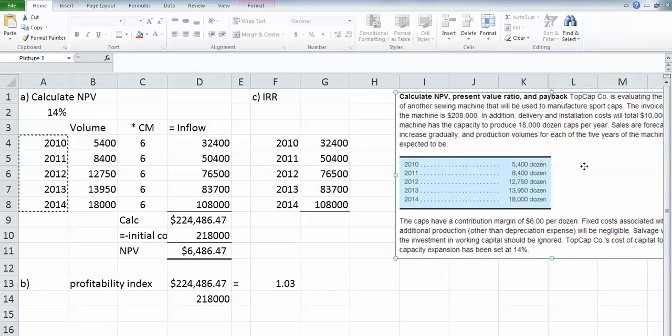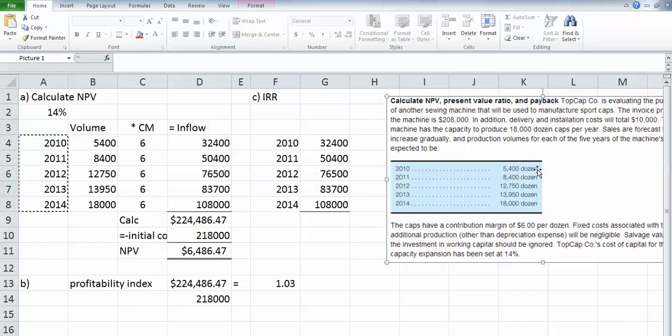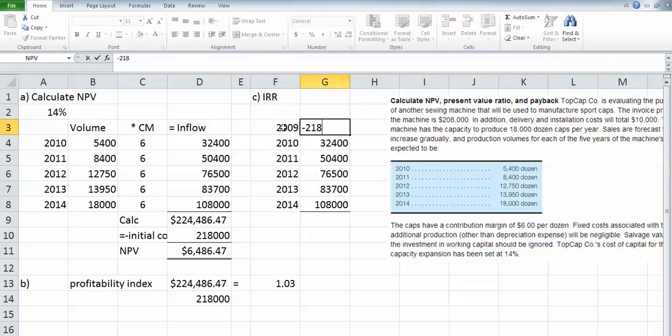Okay, the problem actually isn't very specific about when they purchased the machine. If they purchased it in the prior year, in 2009, or if they actually purchased it in 2010. I'm going to go ahead and assume it was purchased in the prior year because it says sales gradually increase. So I'm going to put in that negative 218,000 as an outflow. You could also combine that in 2010 in some cases.